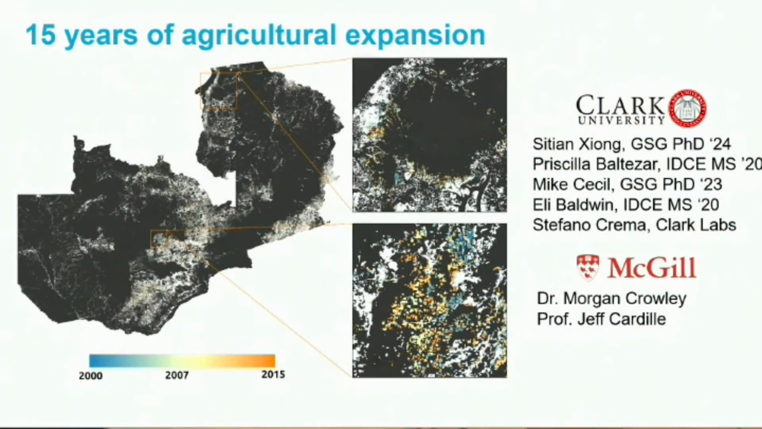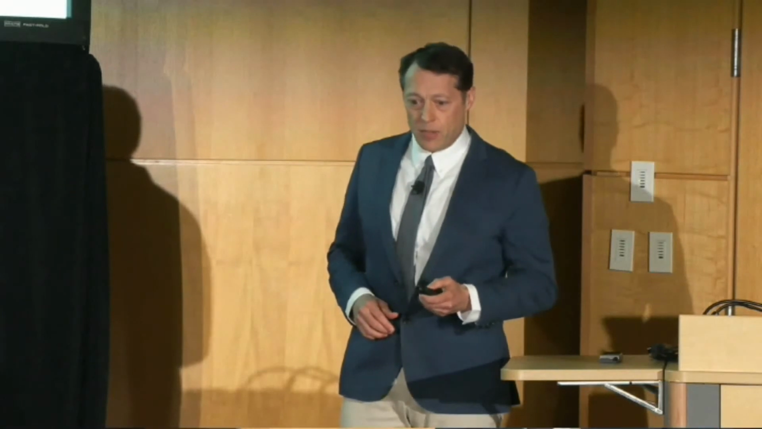I'd like to flag that this is work that has been led by a PhD student here, Sitian Shung, in geography, as well as by a recent master's in GIS graduate, Priscilla Baltazar. And what's also quite special about this work is that they've initiated and sustained a collaboration with McGill University to do this work. So I'd like to flag that as an important achievement as well in its own right. So this map provides us with the base that we need to understand that long-term agricultural change in Zambia.